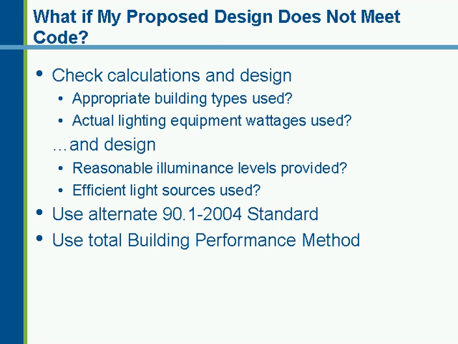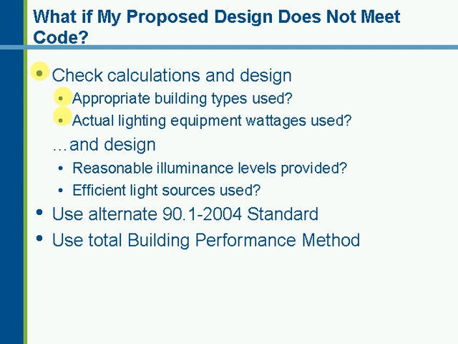Now, what if the proposed design does not meet the code the first time you try it? There are a couple things you can look at. First, you want to check your calculations in your design. Have you picked the appropriate building types to get your allowance? Have you used the actual lighting equipment wattages? If you're using defaults, you might want to think about that because the actual lighting equipment power might be less than defaults, and that would be better for you.